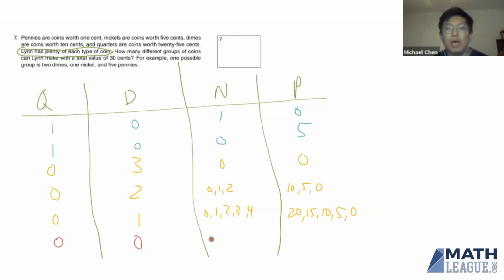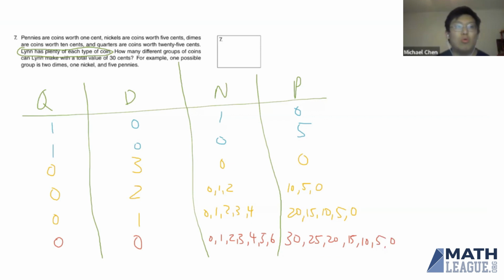I can go anywhere from 0 to 6 nickels, and then the rest of the coins will simply be pennies, right? So if I have no nickels, then I'll have 30 pennies. But if I have 6 nickels, then I'll have 0 pennies. And we have all of the multiples of 5 pennies in between as well.